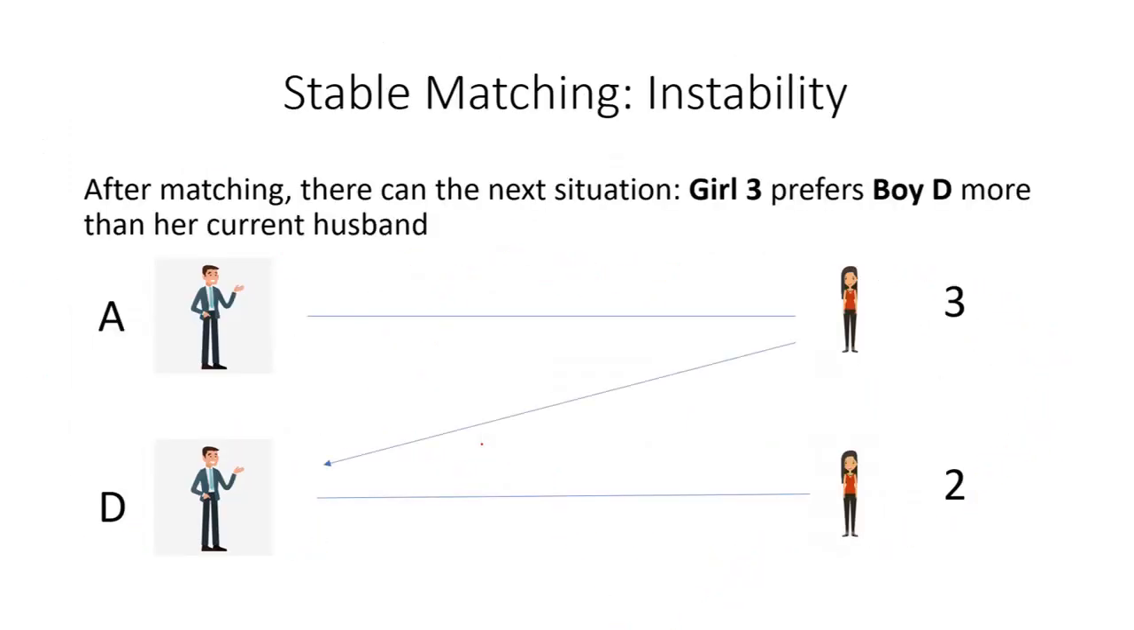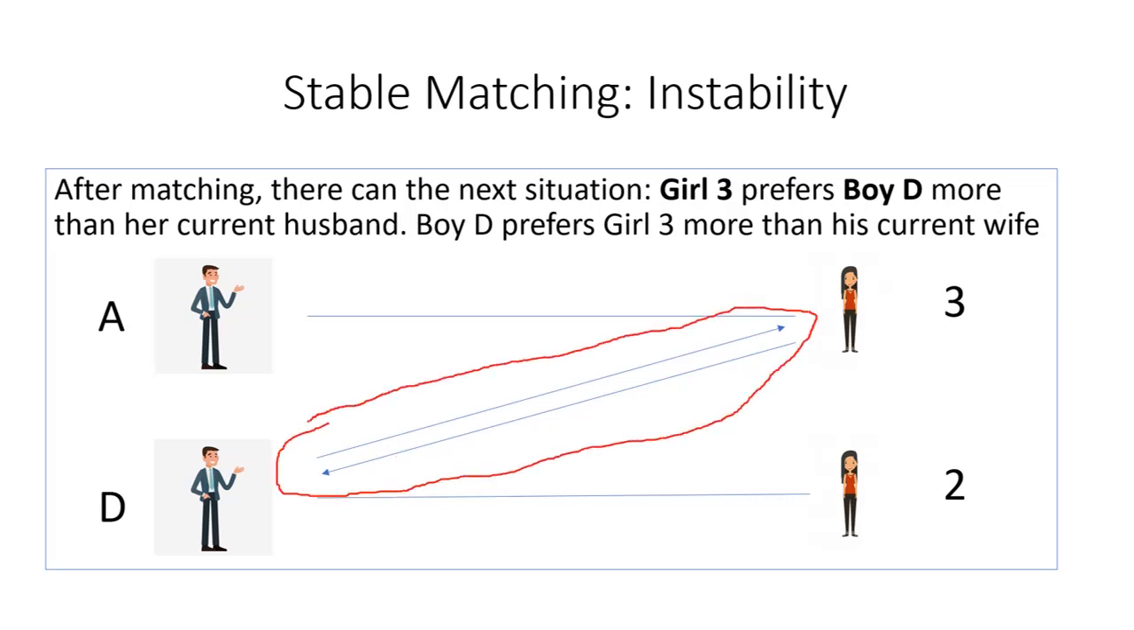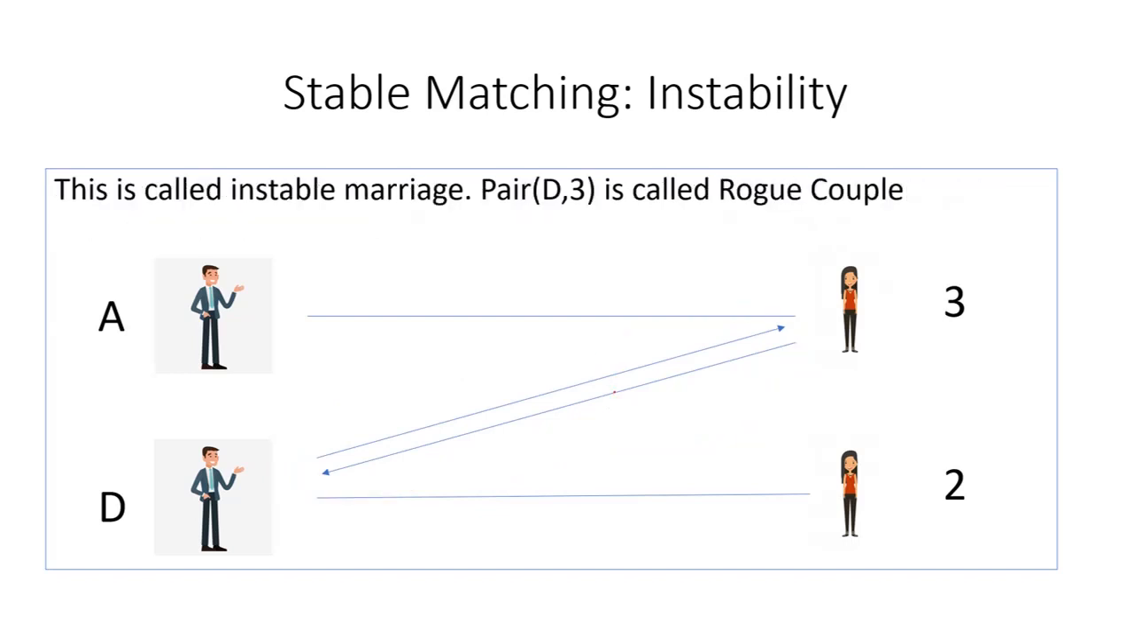So we will have this kind of instability from both sides, when one boy prefers another girl more than his current partner, and the same for girl 3, she prefers another boy over her current partner. So the pair D and 3 is called a rogue couple because it leads to an unstable marriage.